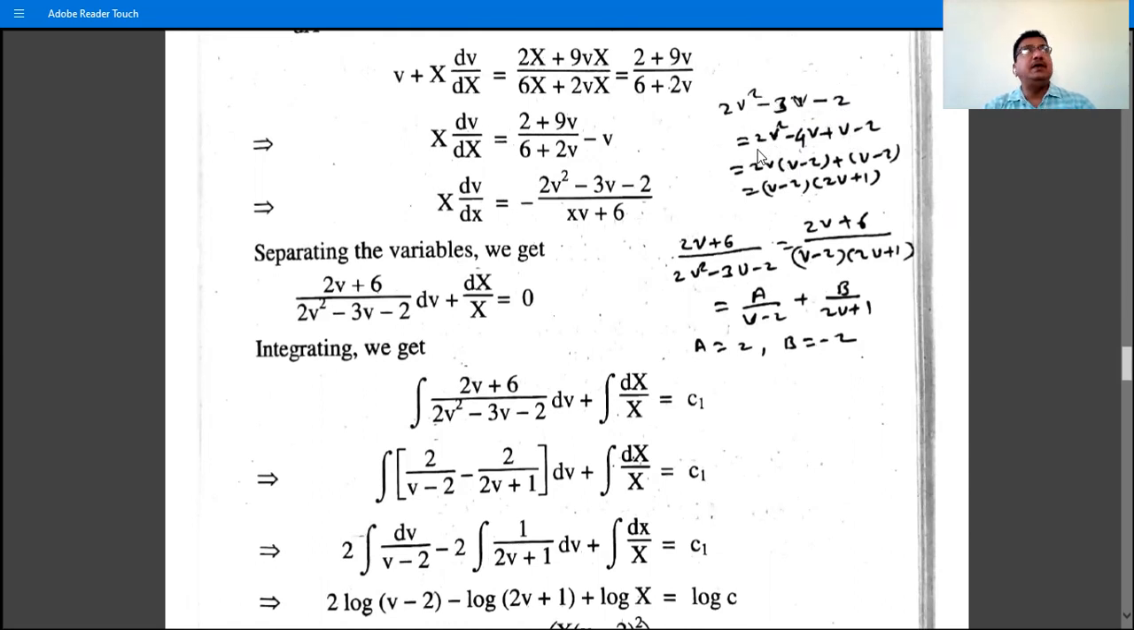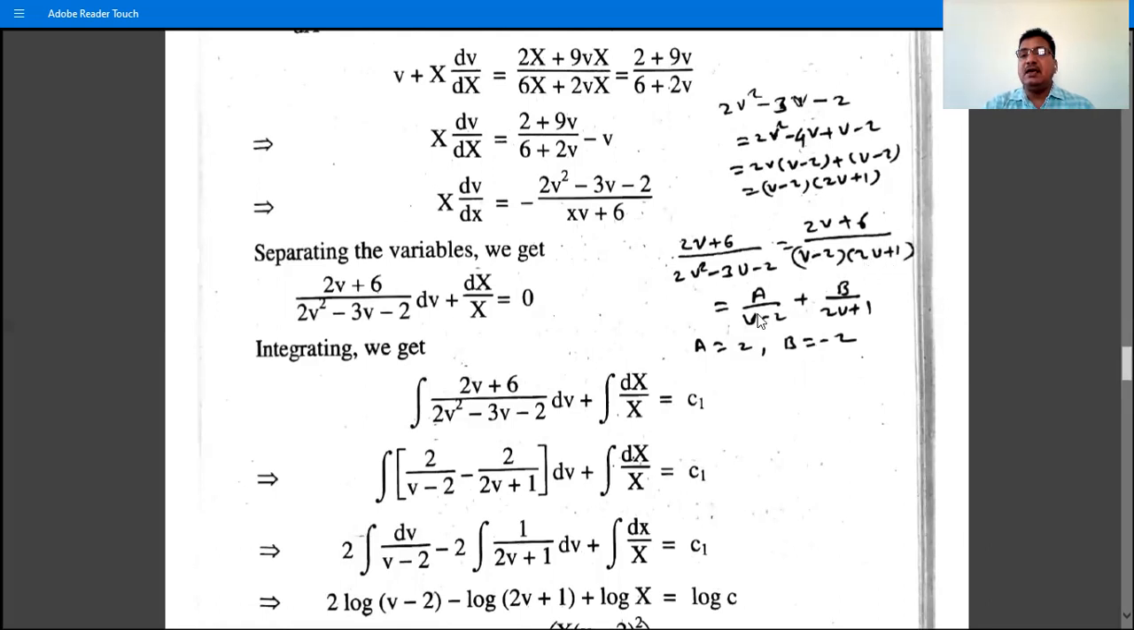And then take 2v as common. So we have (v − 2) in bracket, and then this (v − 2). Then take (v − 2) as common, so (2v + 1). And so this is the factorization of this denominator: (v − 2)(2v + 1).